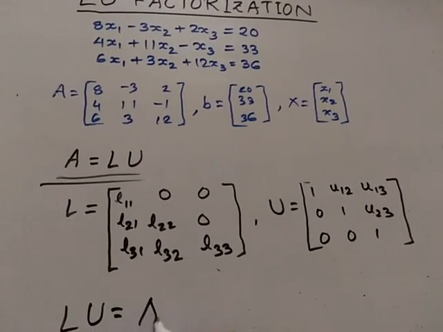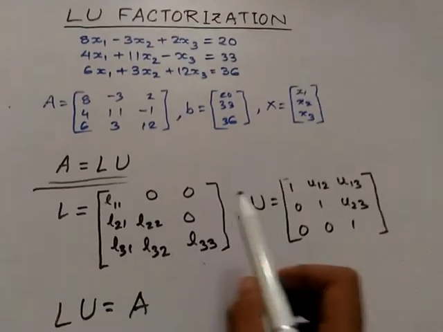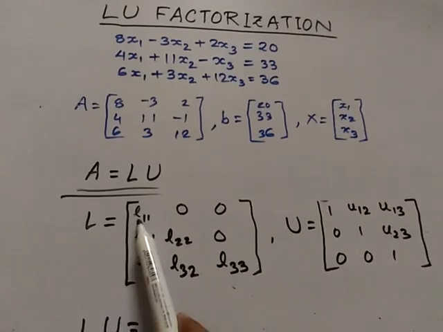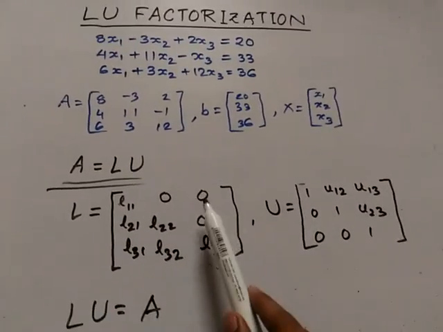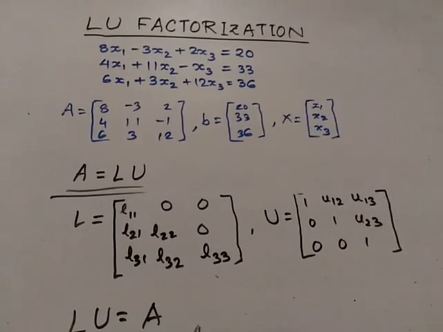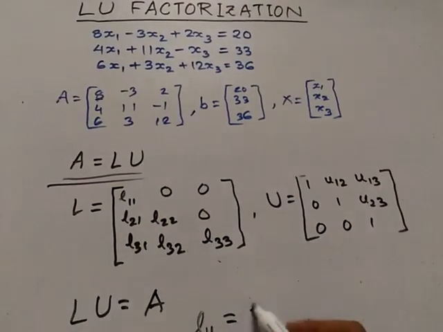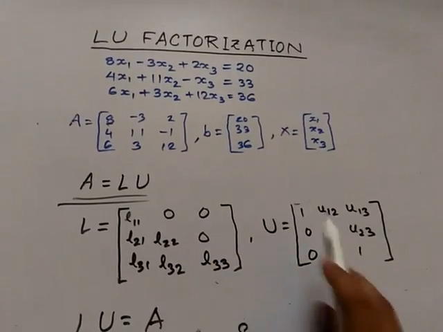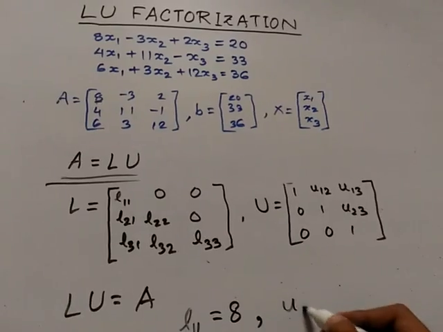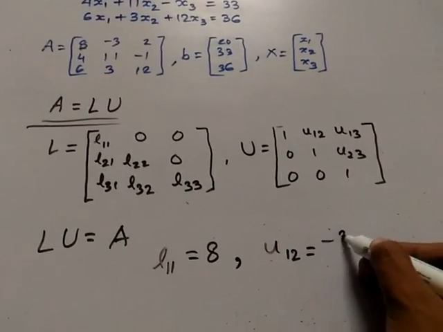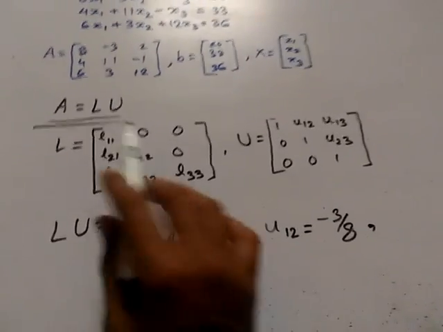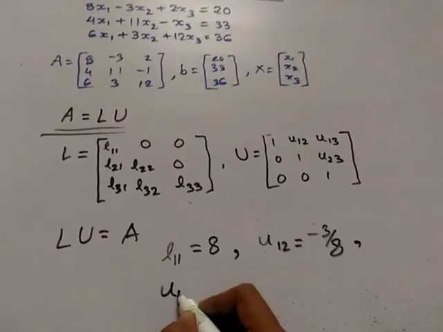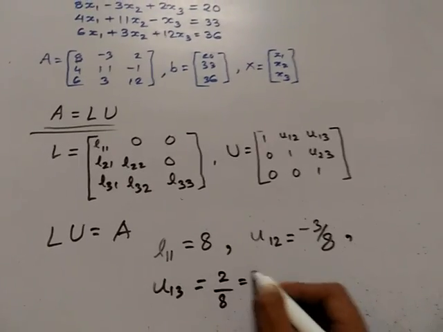Now let us calculate the values. So LU is equal to A. Therefore we will just multiply it from here. Multiplication of matrices, if you remember, then L11 into 1 plus 0 into 0 plus 0 into 0 gives us L11 equals 8. Then L11 into U12 plus 0 into 1 plus 0 into 0 gives us U12 equal to minus 3 by 8. Then L11 into U13 plus 0 into U23 plus 0 into 1 gives us U13 equals 2 by 8, that is 1 by 4.